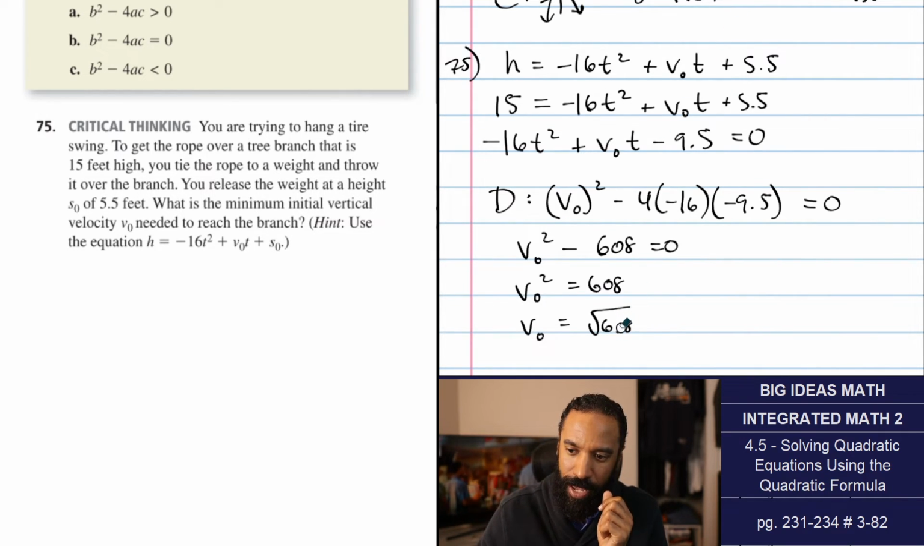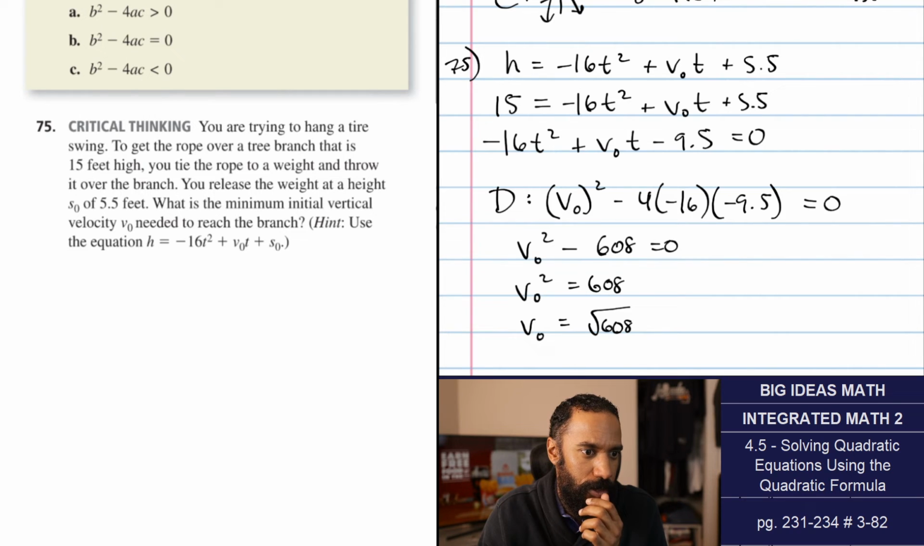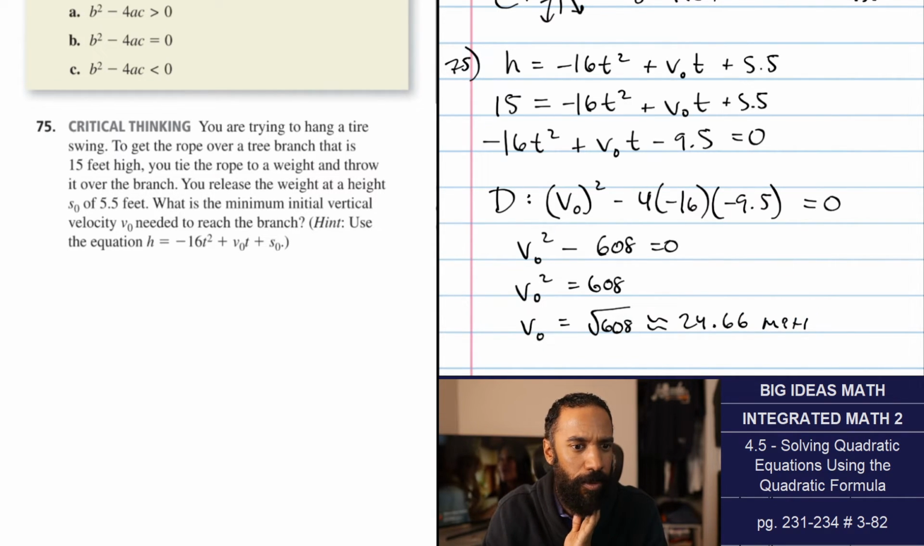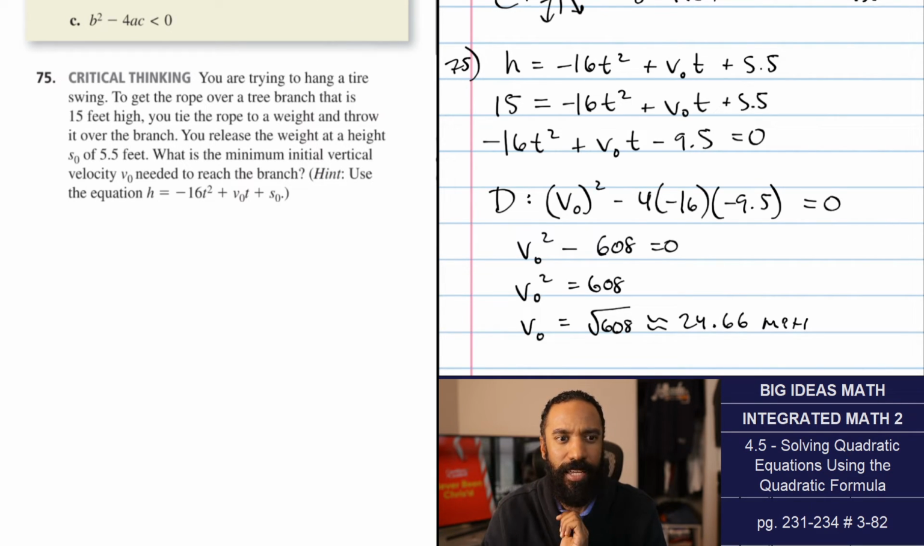So the square root of 608, and that's somewhere between 24 and 25. So the square root of that is 24.65. Now we have to round up no matter what we do here. 24.66. Is that miles per hour? Feet per second? Wait, what are we doing? I don't know if this is seconds. I assume it's seconds. So it's not miles per hour. It's feet per second.